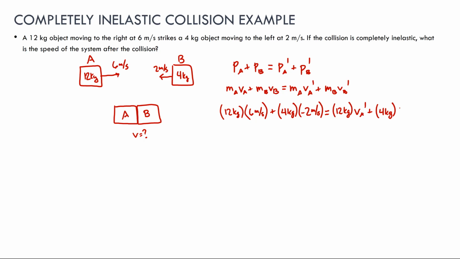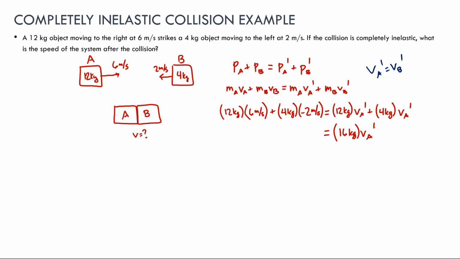Now here's the thing. Since they stick together, we know that the velocity of A and the velocity of B will be the same, which means VA prime is equal to VB prime. Which means in my equation, I can just use VA prime again. And that means that the right side essentially becomes 12 kilograms plus 4 kilograms, so 16 kilograms, the added masses, times VA prime.